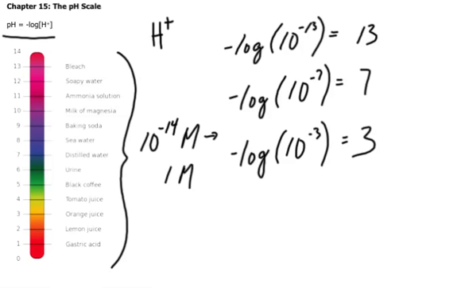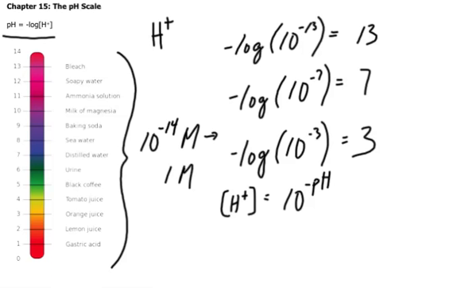Now, the other thing that you should be able to do is to not only calculate the pH, but if you have the pH, figure out what the H+ concentration is. So in other words, do this whole process backwards. And the way you do that is with this equation. The H+ concentration equals 10 raised to the negative pH.